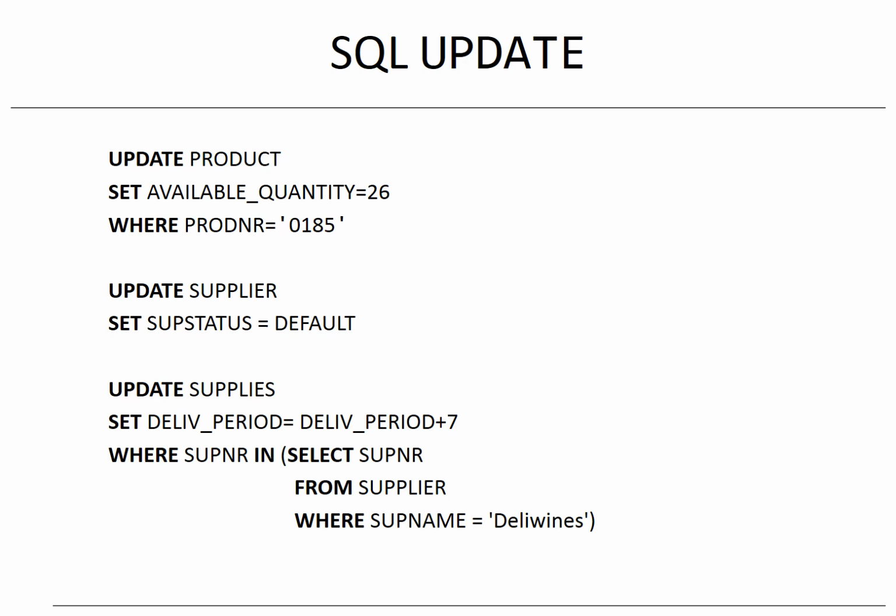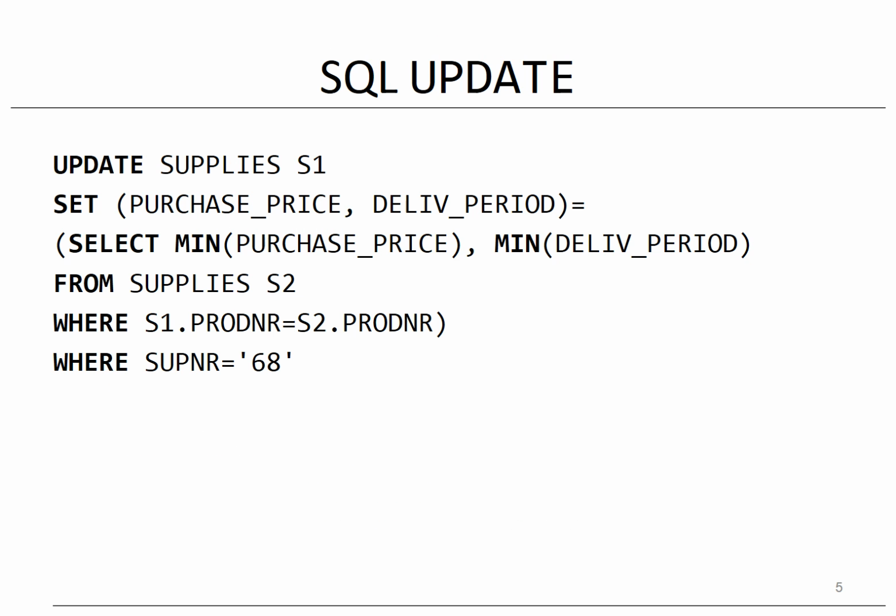The third example includes a subquery. It adds 7 days to the delivery period for all supplies of the supplier Deli Wines. Also, update instructions can contain correlated subqueries. This update instruction guarantees that supplier number 68 can supply all his products at the minimum price and delivery period.